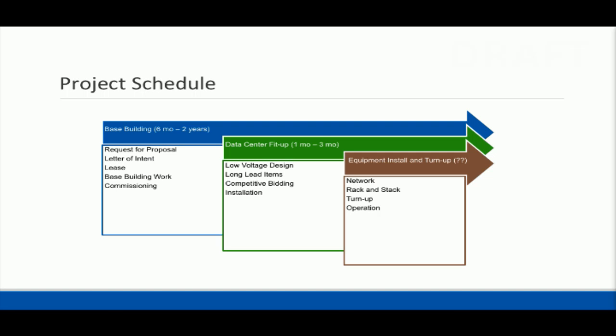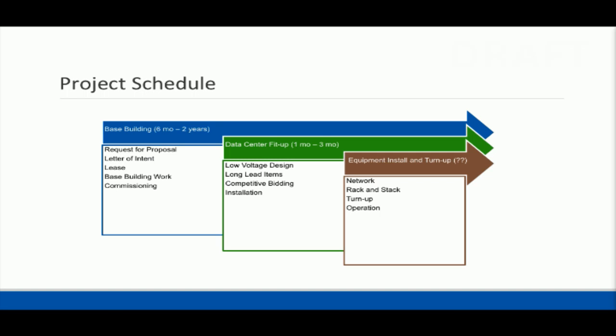So, you know, understanding that and then running through the process, putting out an RFP, using that to then select and build a letter of intent, get the lease done, the base building work, the commissioning. Those are all the components that have to be done before you even start layering your data center on top of that. And then you have the data center fit-up components.